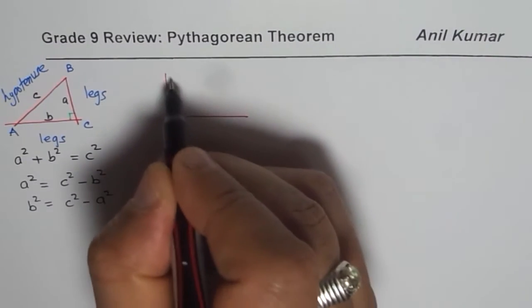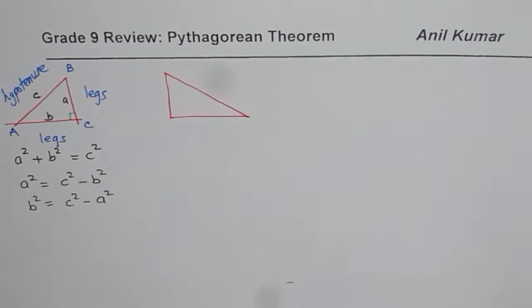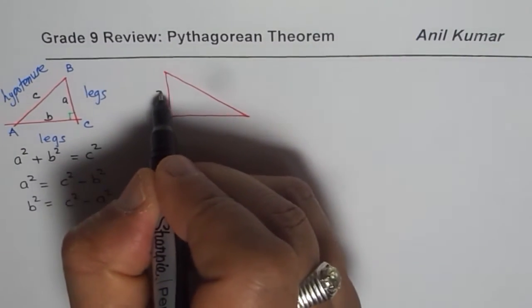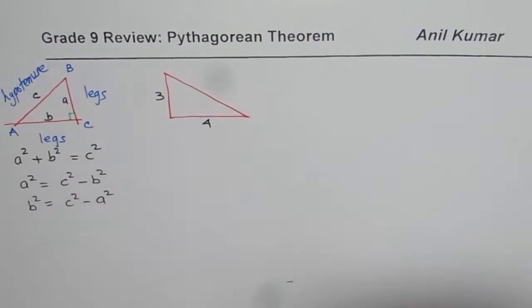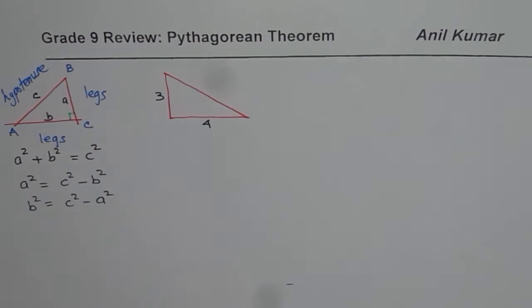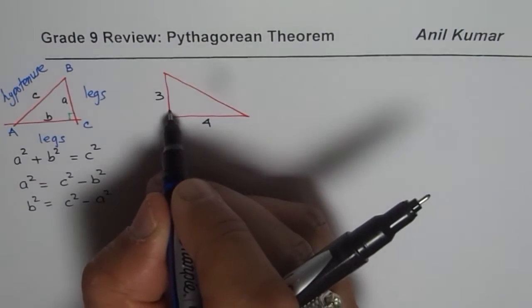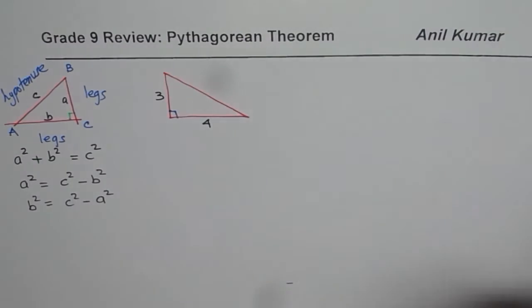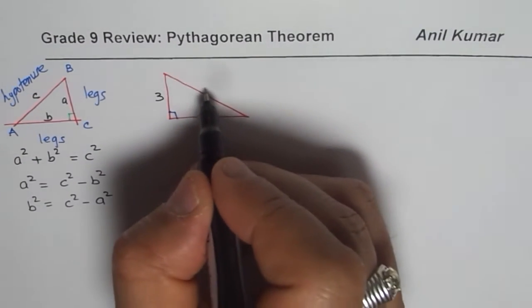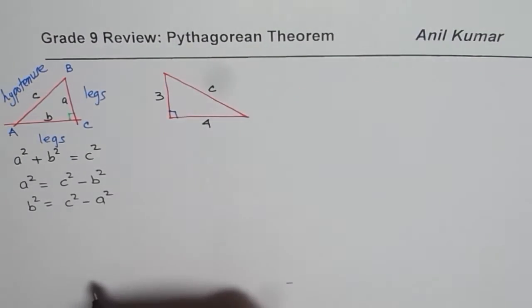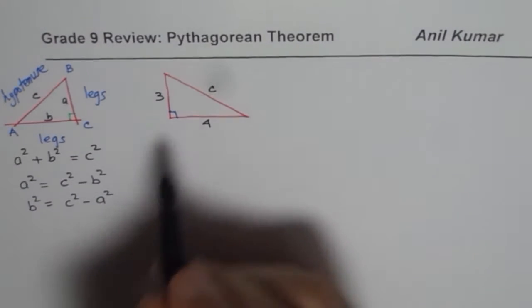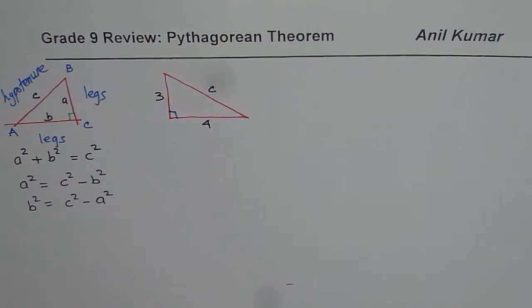Okay. So what we will do here is we will take two sides as, let us say, 3 and 4. 3 and 4 is a very common number to be taken for a right triangle. You know why, right? This number is very special. Let's find the opposite side. So here, let me call this side C for the time being. How do you find the length of hypotenuse? That is the question, correct?